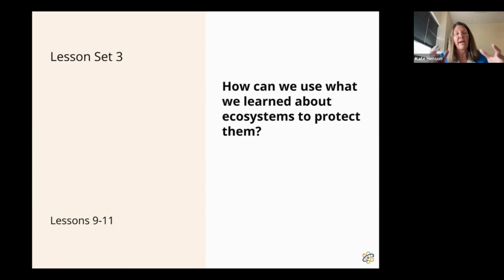And so students are able to grapple with all of those questions that they had about who gets to decide and all of these criteria about cost and benefit to humans and different species. And so they really grapple with that in this lesson. And then they finally turn back to their conservation profiles in lesson 10.